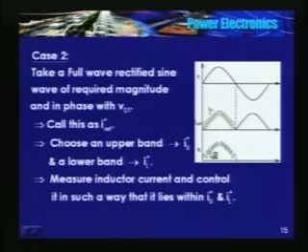So what do I need to do? Take a reference sinusoid of desired magnitude. How to choose the magnitude? I will address that issue. Take an upper band, IU, and a lower band. Measure the inductor current and control it in such a way that this inductor current always lies within I upper and I lower.